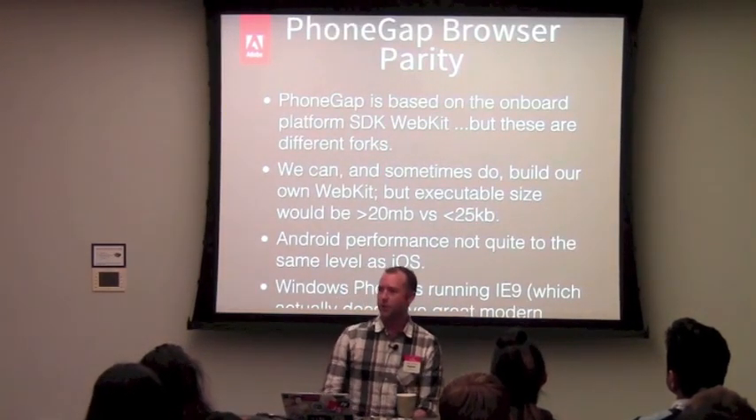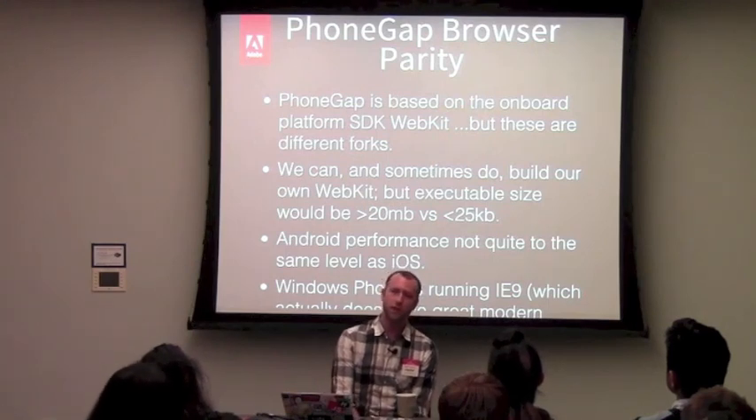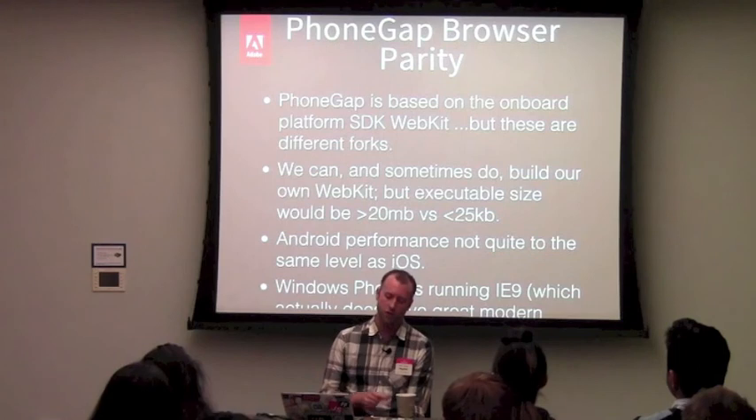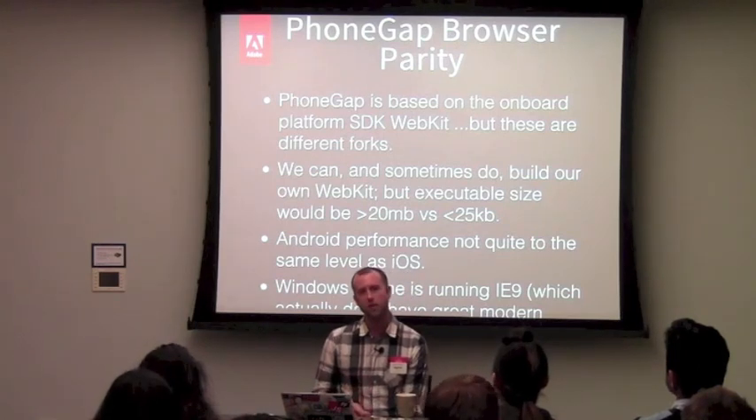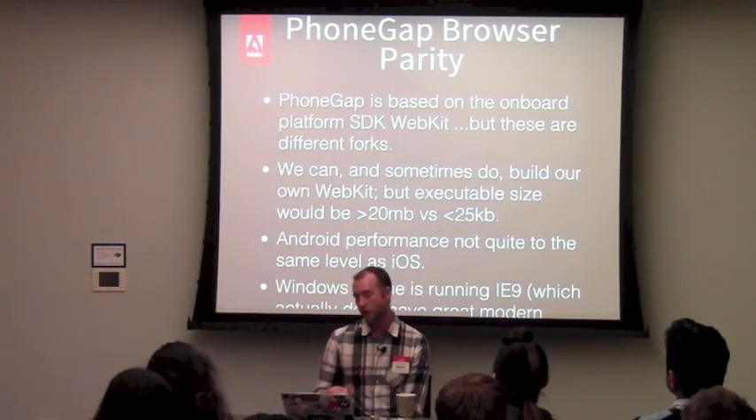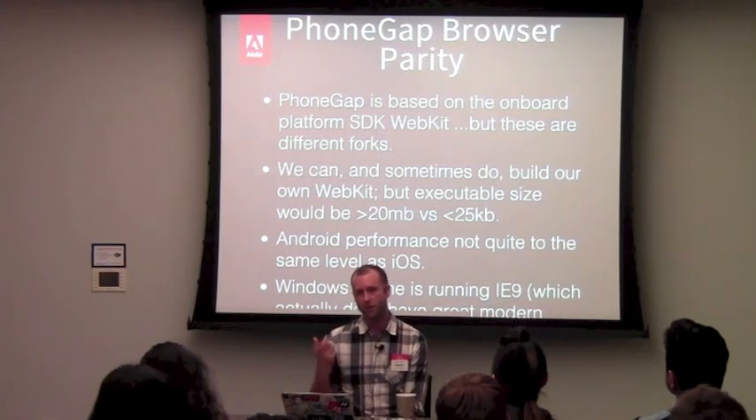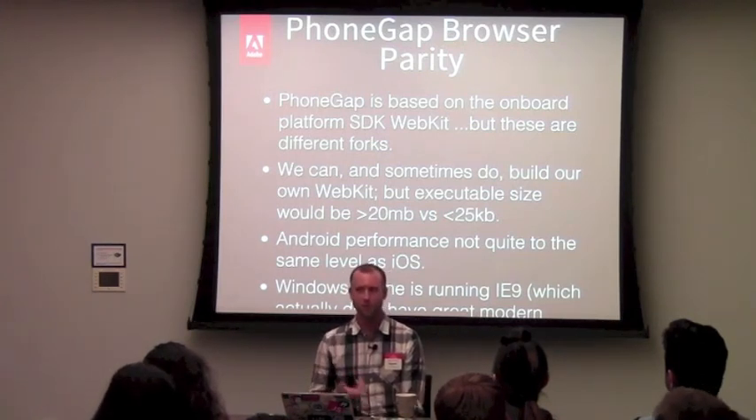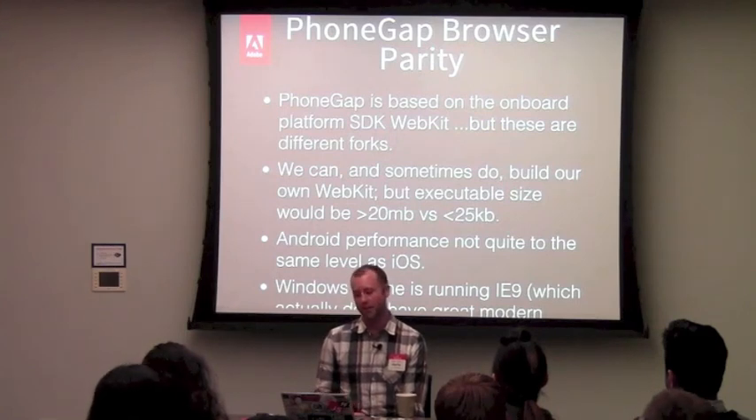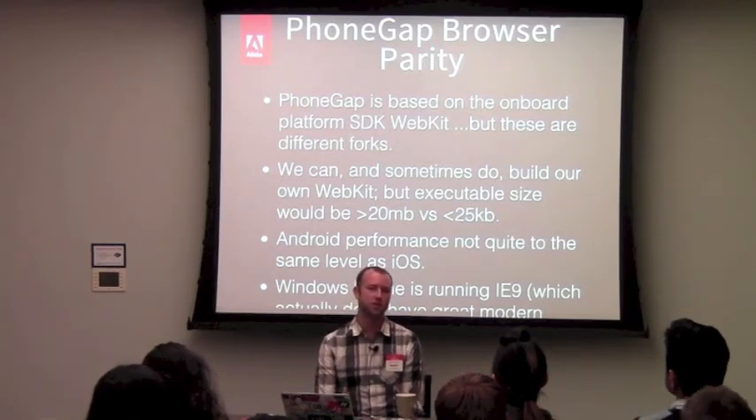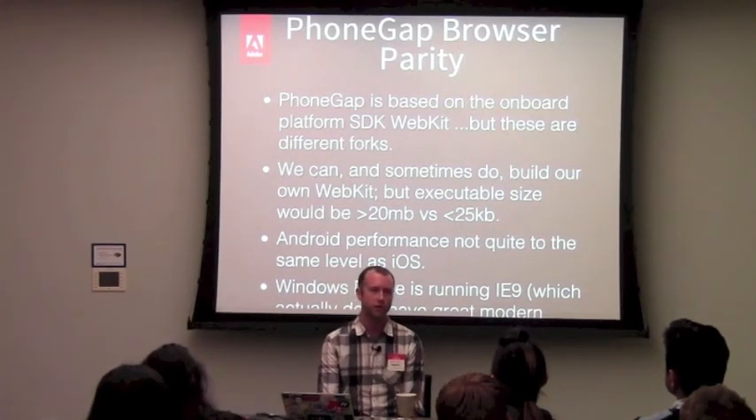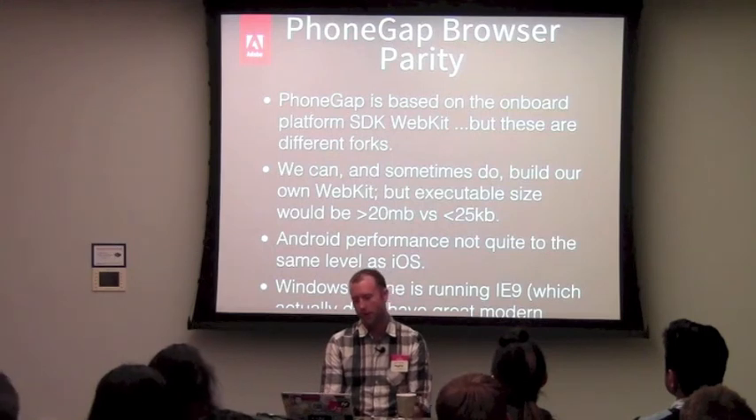Now that said, the real problem with PhoneGap is device browser parity. When you're building a PhoneGap application, we use the onboard browser instance, which means that when you're building a PhoneGap app for Android, you're using the Android browser. If you're building it for iOS, you're using the mobile Safari browser. There are differences between these browsers, and sometimes they can be annoying. Performance, notably, is worse overall in Android compared to iOS.